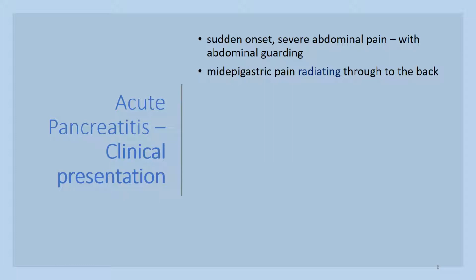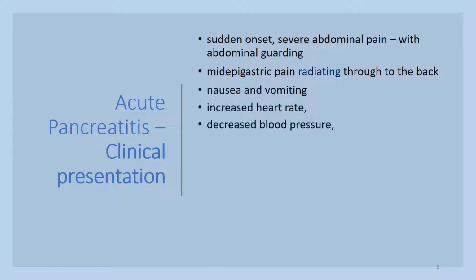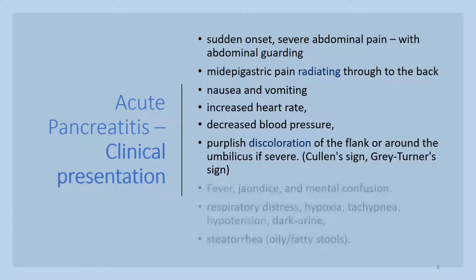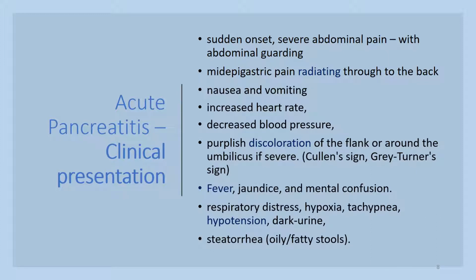Clinically, patients with acute pancreatitis present as acutely ill with sudden onset, severe abdominal pain, abdominal guarding, mid-epigastric pain radiating to the back, nausea and vomiting, which is worse on eating, increased heart rate, bloating, decreased blood pressure. They may have Cullen's sign, which is a bluish discoloration around the belly button, or Grey Turner's sign, which is discoloration on the flanks of the abdomen due to retroperitoneal bleeding.